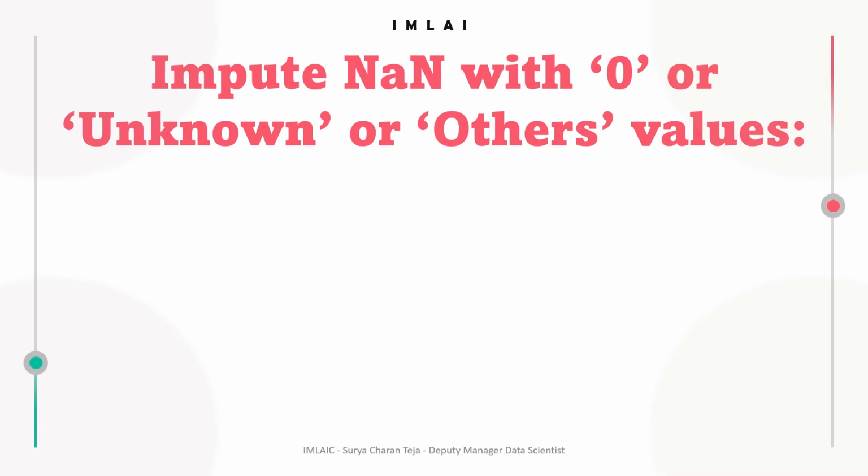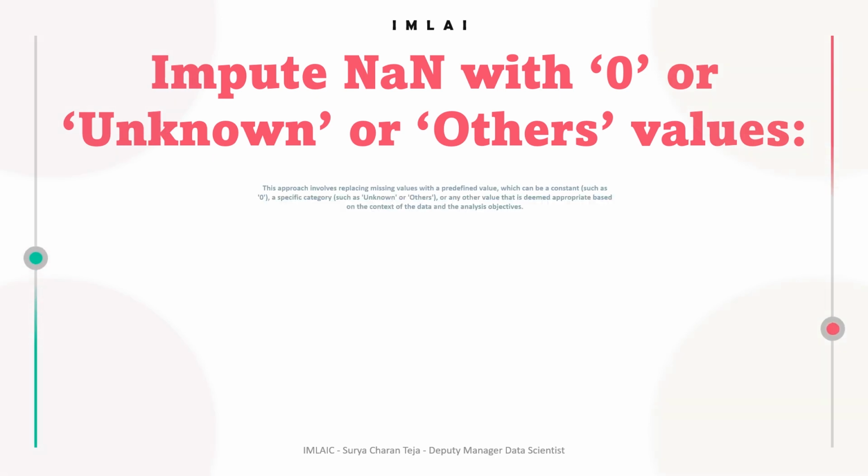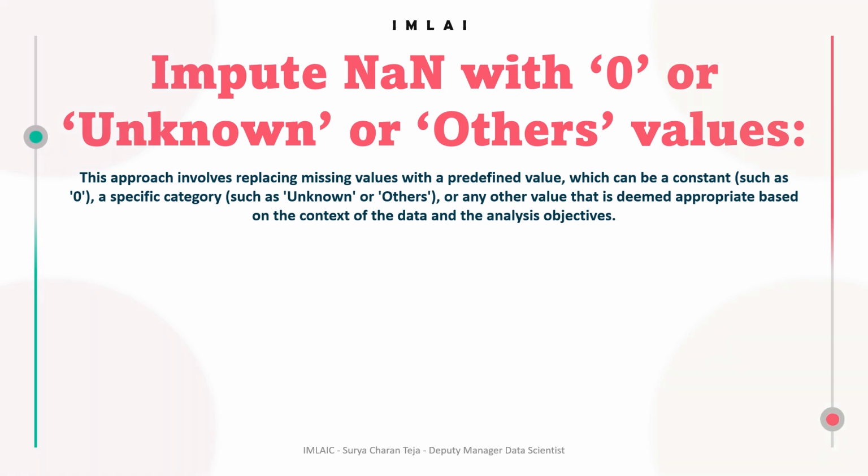So this approach involves replacing missing values with a predefined value, which can be a constant such as 0, a specific category such as unknown or others, or any other value that is deemed appropriate based on the context of the data and analysis objectives. Imputing missing values with a specific value is a simple and commonly used method for handling missing data, especially when the missingness is considered informative or meaningful. That's very important. The missingness should be considered informative or meaningful.